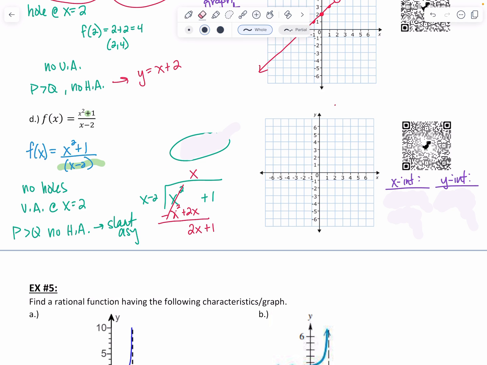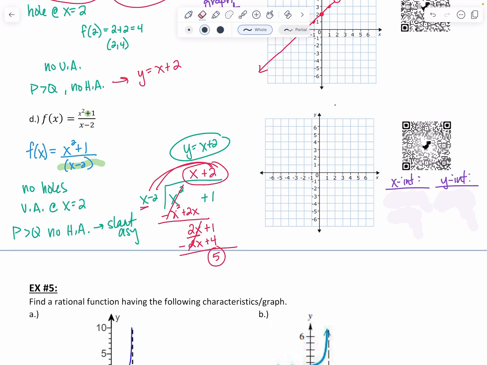So now let's do that same process again. What times x gives me 2x? So I get 2. 2 times x is 2x. 2 times negative 2 is negative 4. And let's look for a remainder, the difference. When I subtract, I have a remainder of 5. But remember, when we are looking for slant asymptotes and we divide, we end up discarding the remainder and we just look at the major part of that function. So y equals x plus 2 will be my slant asymptote.